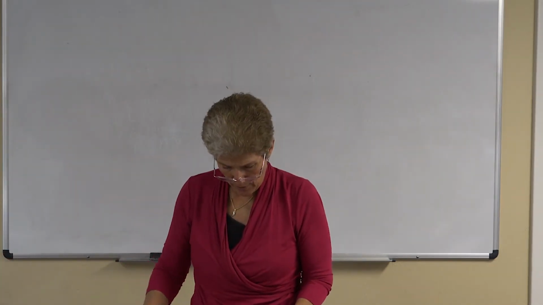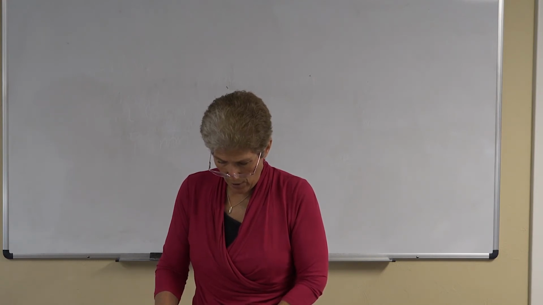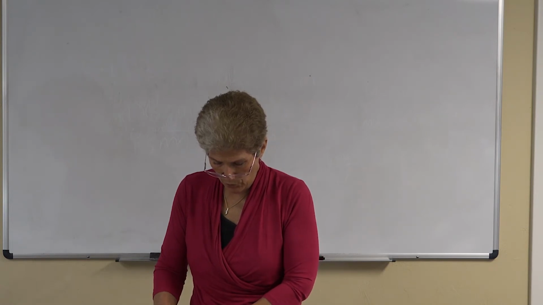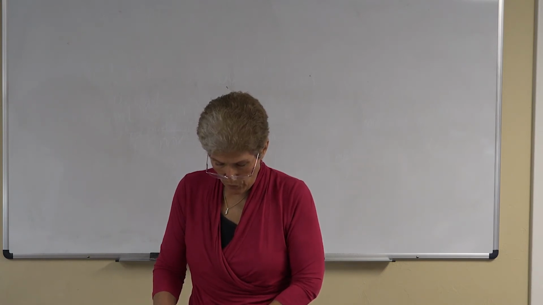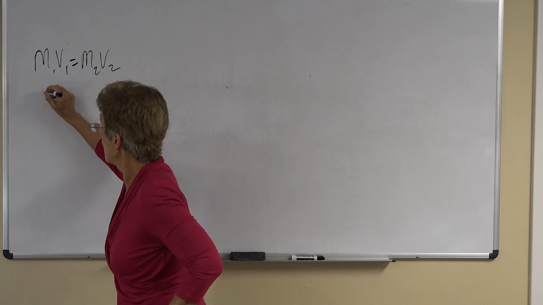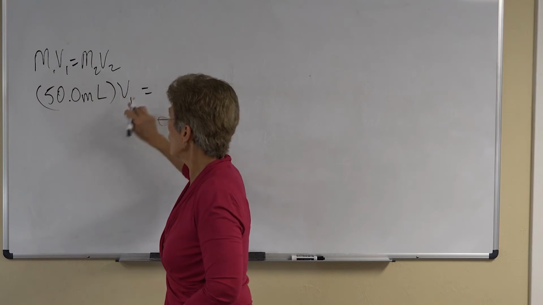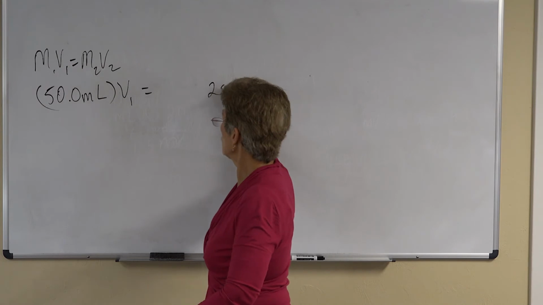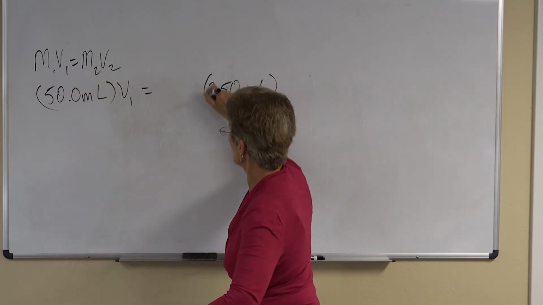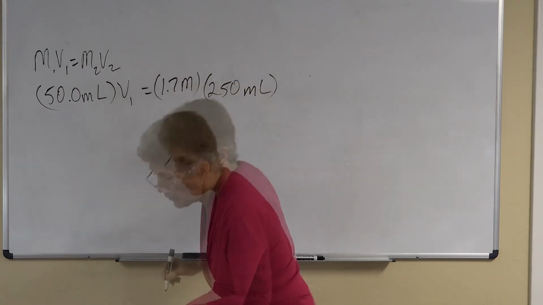Number 10, a chemistry student takes 50 mils of sodium hydroxide solution, dilutes it, now has a volume of 250 mils. He then titrates the 250 ml solution to find it's 1.7 molar. What is the concentration of the original 50 ml solution? We're looking for the original solution. We used 50 mils. We dilute it to the new volume of 250 mils, and the solution is found to be 1.7 molar.